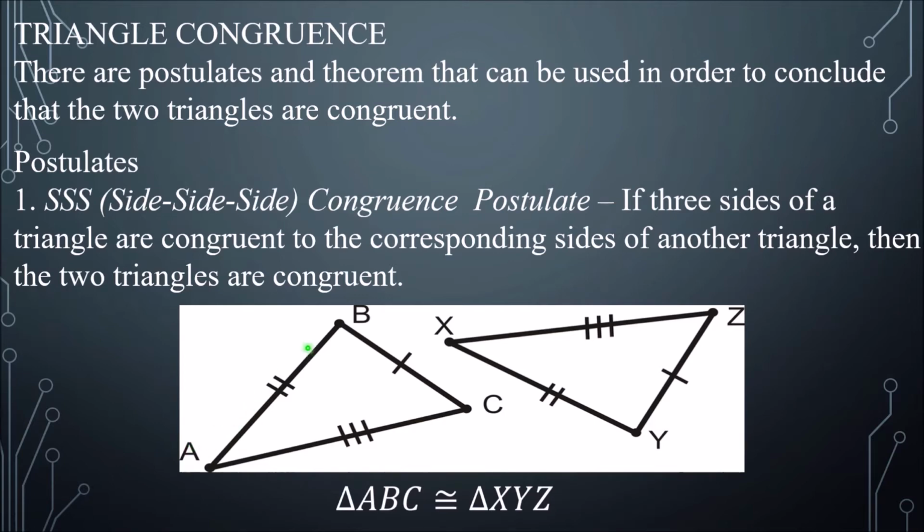So in this case, if AB is congruent to XY, BC is congruent to YZ, and AC is congruent to XZ, then triangle ABC is congruent to triangle XYZ by SSS congruence postulate. So that is the SSS congruence postulate. This is a postulate, so we don't need to prove this anymore. This is already true.